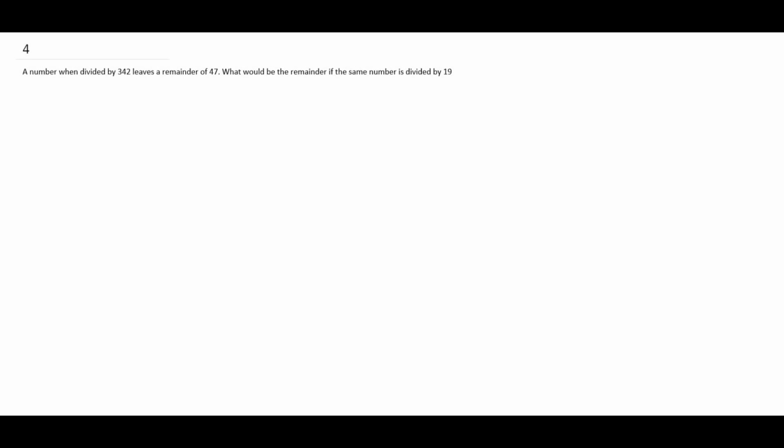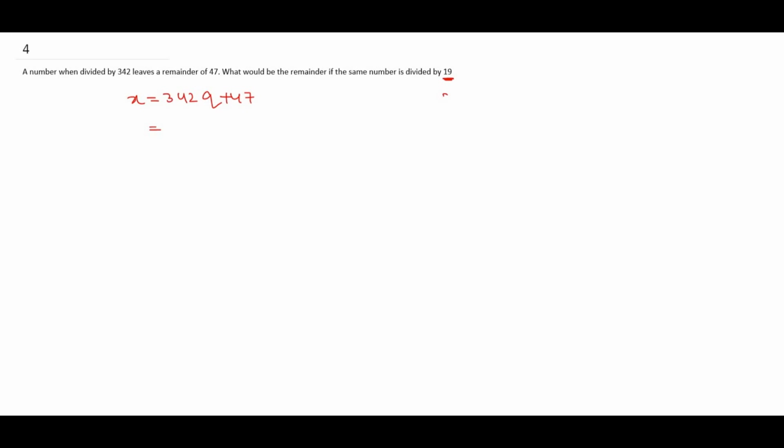A number when divided by 342 leaves a remainder of 47. What would be the remainder if the same number is divided by 19? I am going to use the same thing again. Let x be the required number. So x is equal to 342q plus 47. Now just create 19 in each term.